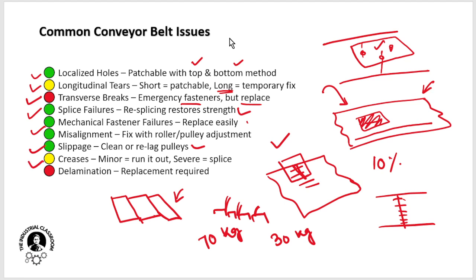Next, there are creases on the belt. If there are minor creases, then run it out. If there are severe creases, that means there are some markings on the belt, then what we will do is splice and then rejoint.